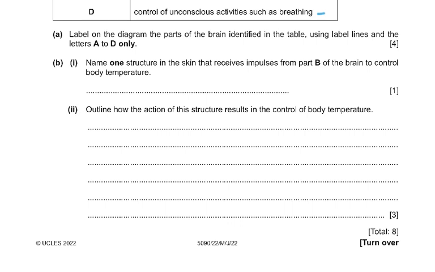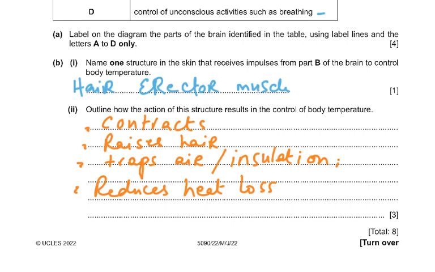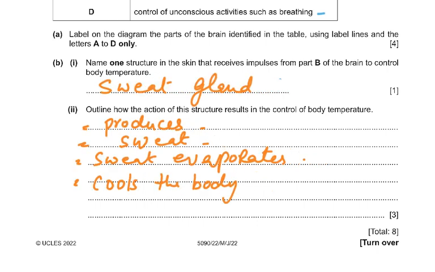So it depends what you wrote in B1, and then of course you would do the same thing in B2. If you talked of the hair erector muscle, then of course you would give me the points about that: the muscles contract, raise the hair, and this hair traps the air or insulates the body, and this of course reduces the heat loss. If you mentioned the sweat gland, then of course you would talk about how that works. So that is the motor neuron to the sweat gland.